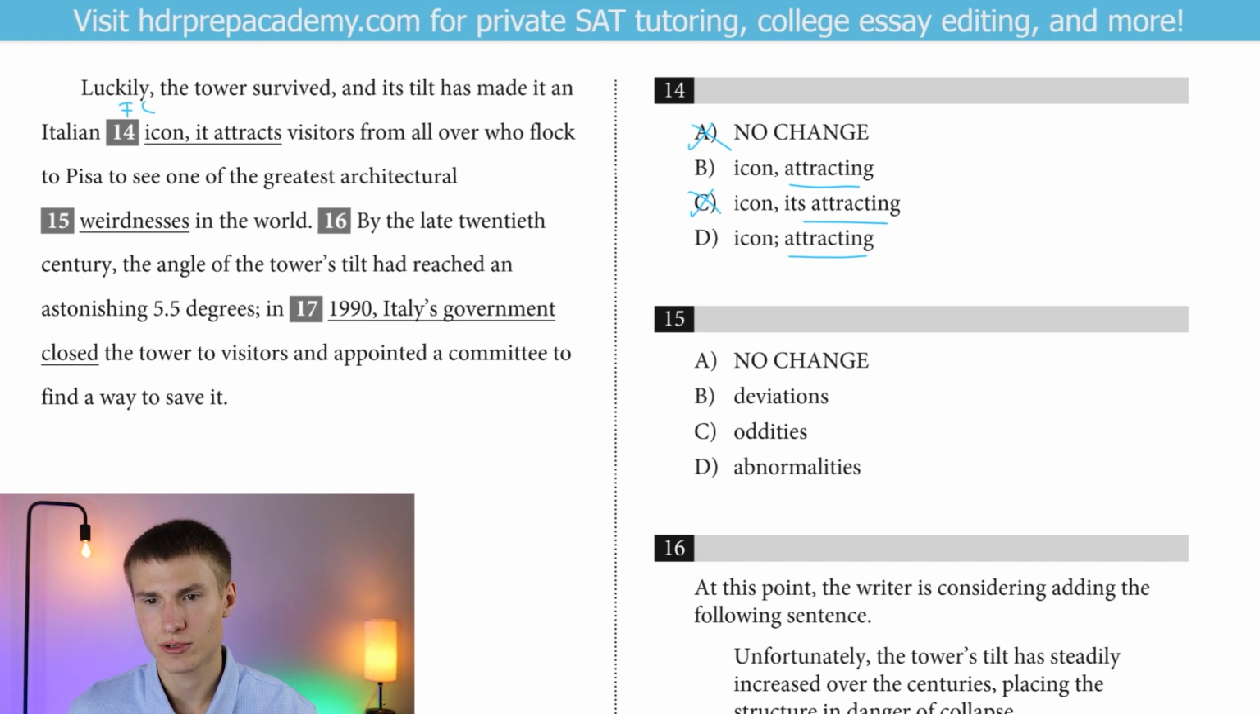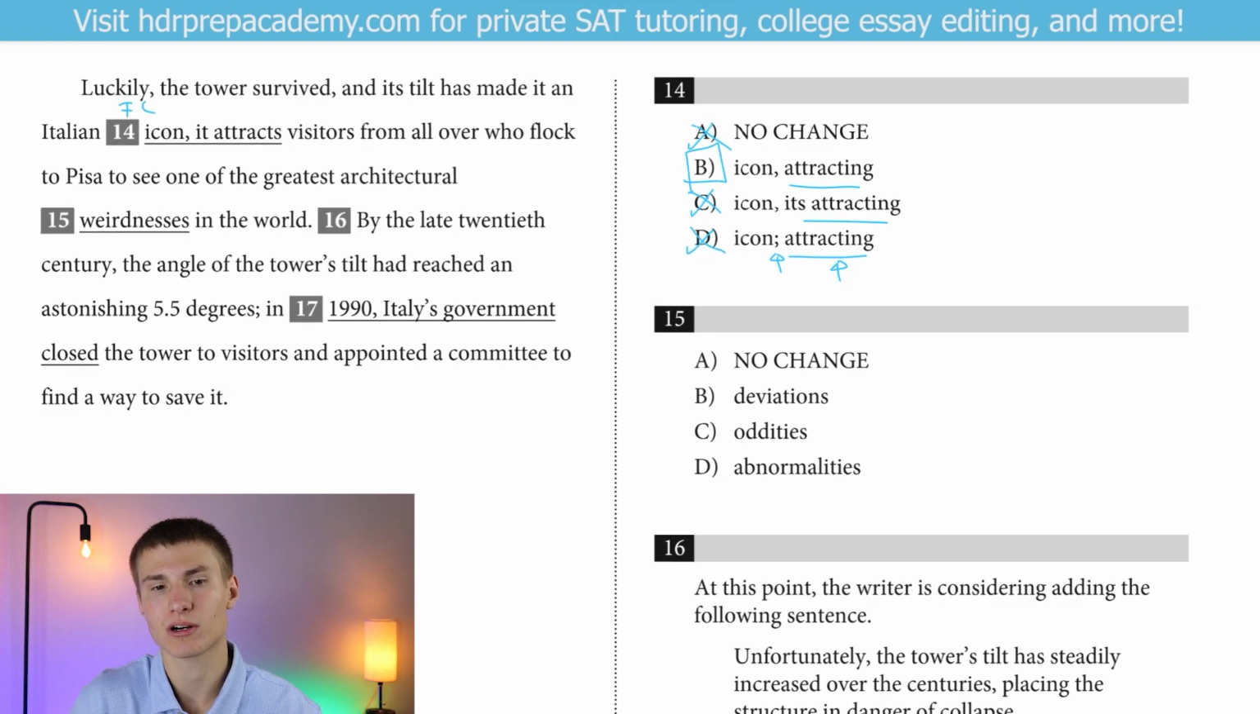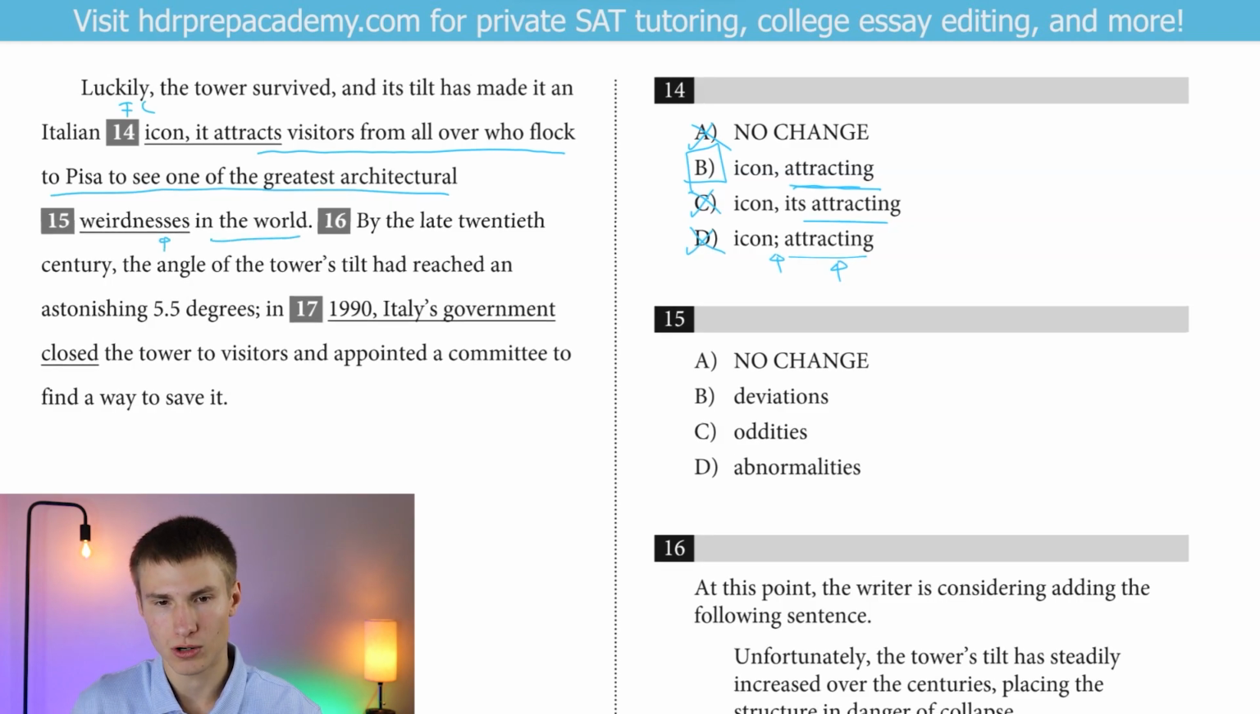Next up, we take a look at answer choice D. We have a semicolon, but then we say only attracting, which is a participle, which means that what would come after that would be a dependent clause, which we can't connect with that semicolon then. Okay, so what we see here, our answer there is going to be B. What we're going to do is we're going to take a comma, put that at the end of the independent clause, use the participle attracting to then set up this dependent clause of attracting visitors from all over who flock to Pisa to see one of the world's greatest architectural, and then obviously I'll answer 15, in the world. Okay, we see that that's obviously going to be a dependent clause that's modifying icon. We see then we're connecting it with the comma and the participle. Our answer there will be B.